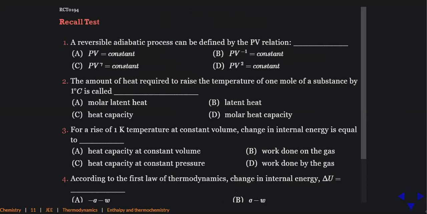Question number one. A reversible adiabatic process can be defined by the PV relationship. Tell me, what is the PV relationship? Everyone, tell me what is the PV relationship? Yes, very good. No, which is the relation? A, B, C, D. Which relation?